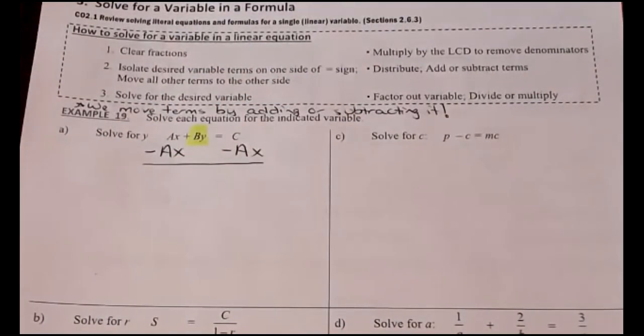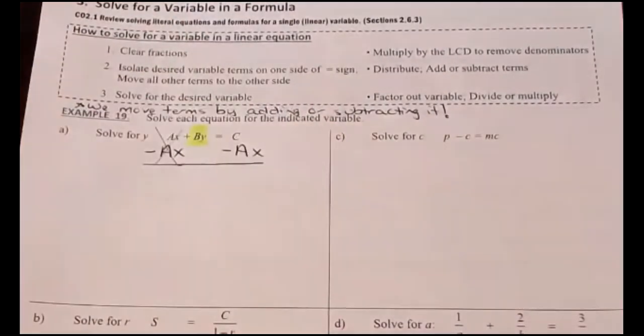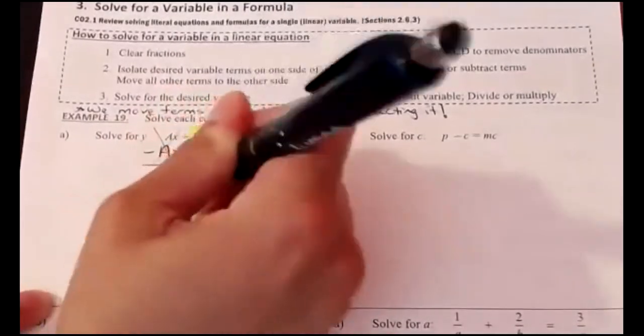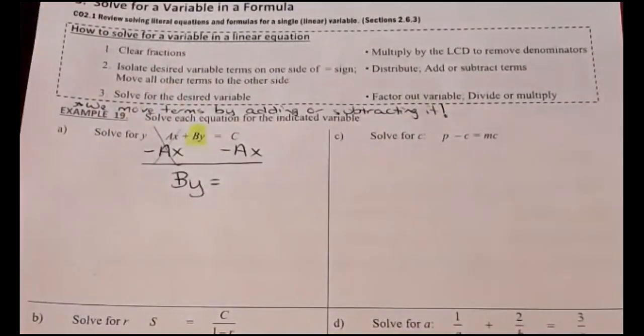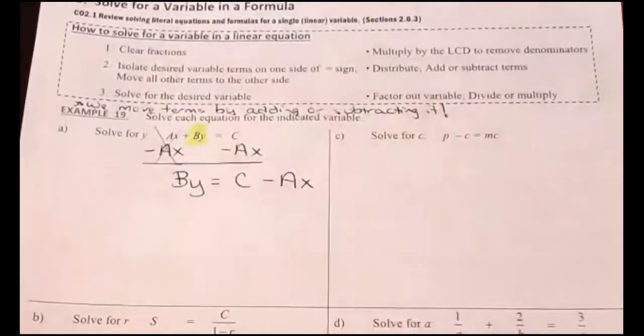Notice how I brought that over. Notice ax minus ax, well, those are opposites, so they completely eliminate each other. It leaves you with a 0. But because we're bringing down by, 0 plus by is still just by. Now notice we have from top to bottom c minus ax. So we're going to write that exactly as we see it.